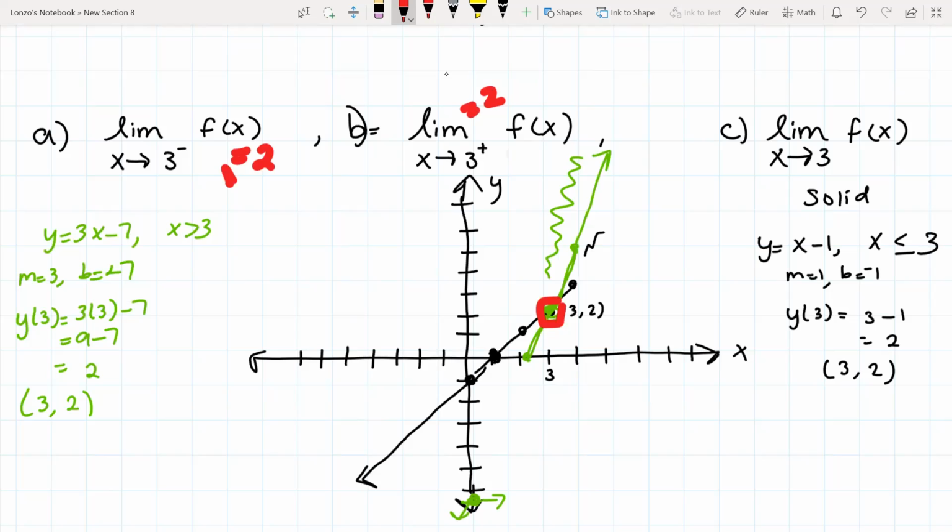And then part C asks, what is the limit as x approaches 3, just a regular limit of f of x? Well, this relates to one-sided limits. If you look at your previous answers, this is 2, and this is 2. If they're the same, that's good. That means the limit is just whatever that number is. So in our case, it would be 2. Now, if they were different, it would be D and E.